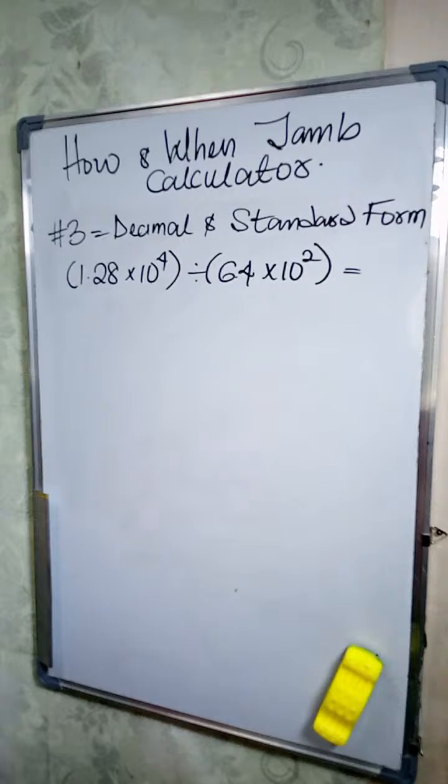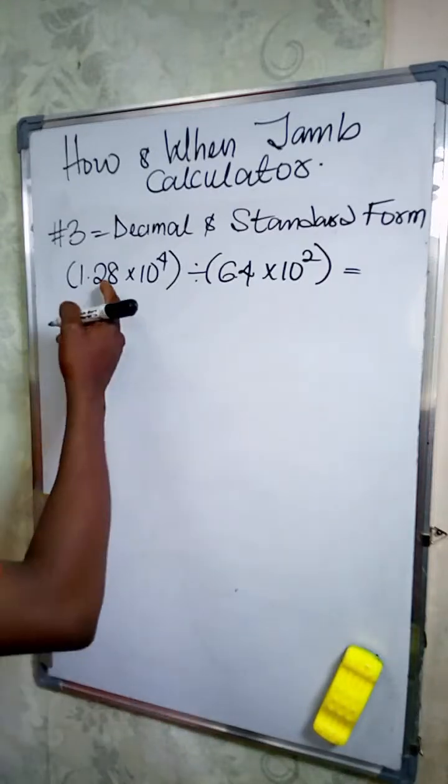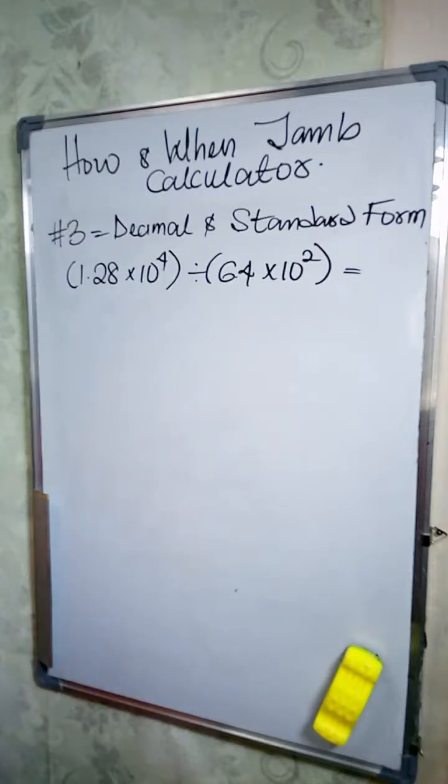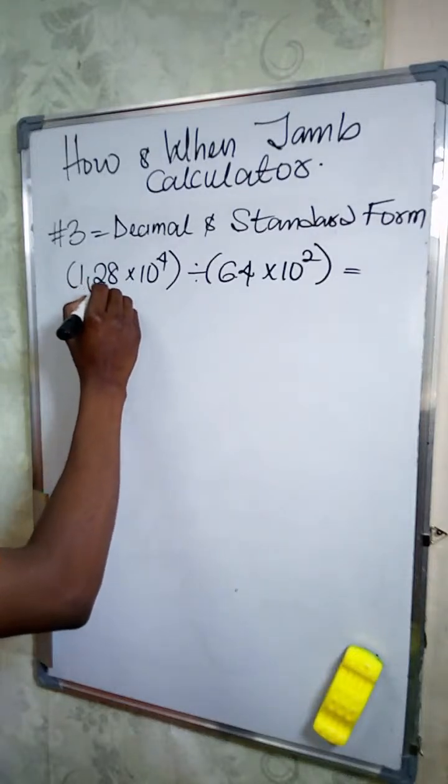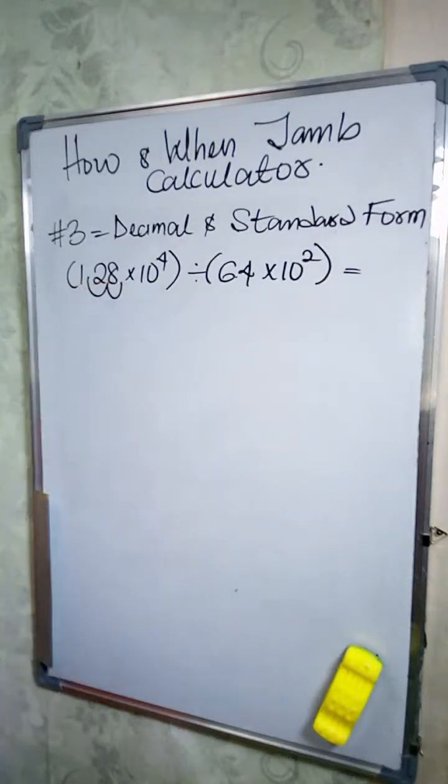If you solve am well, you go see your answer go appear. So how you go take solve this kind of question? First of all, make we reduce this one. You know say na standard form. Make we comot all the decimal. So if we comot all the decimal, this one go move from 1, 2.